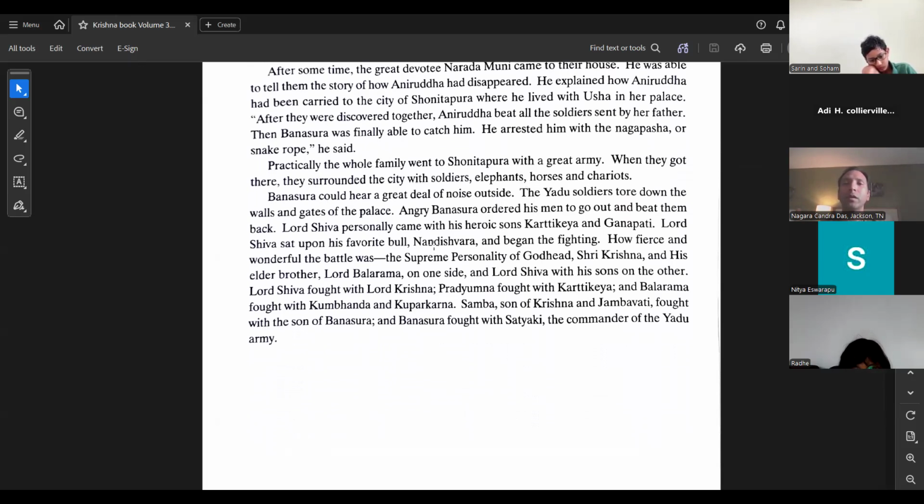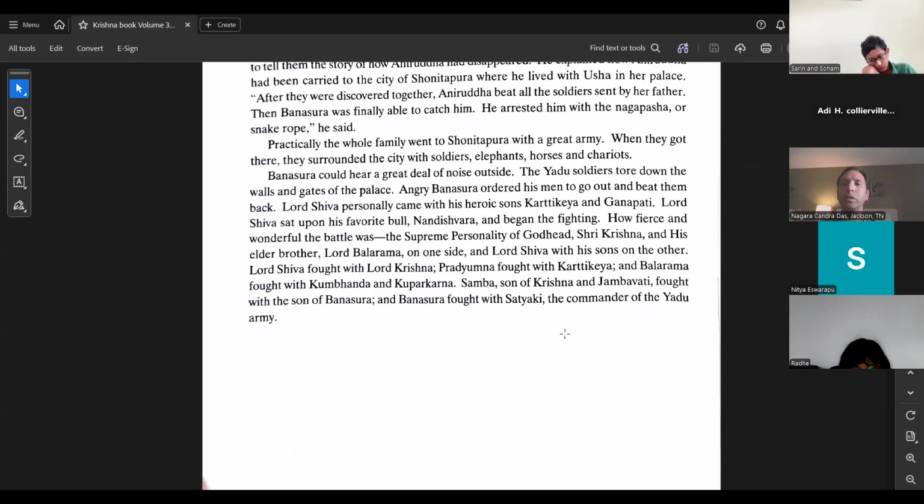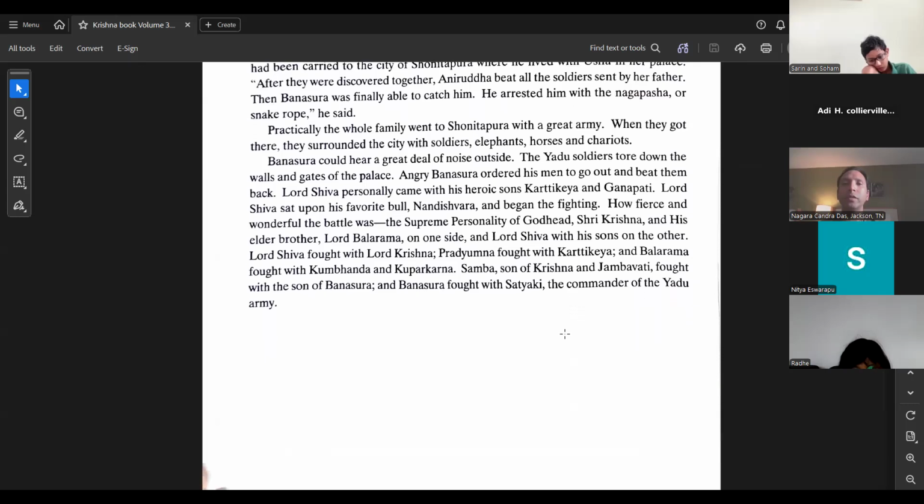Banasura could hear a great deal of noise outside. The Yadu soldiers tore down the walls and gates of the palace. Angry Banasura ordered his men to go out and beat them back. Lord Shiva personally came with his heroic sons Kartikeya and Ganpati. Lord Shiva sat upon his favorite bull Nandishwara and began the fighting. How fierce the battle was!